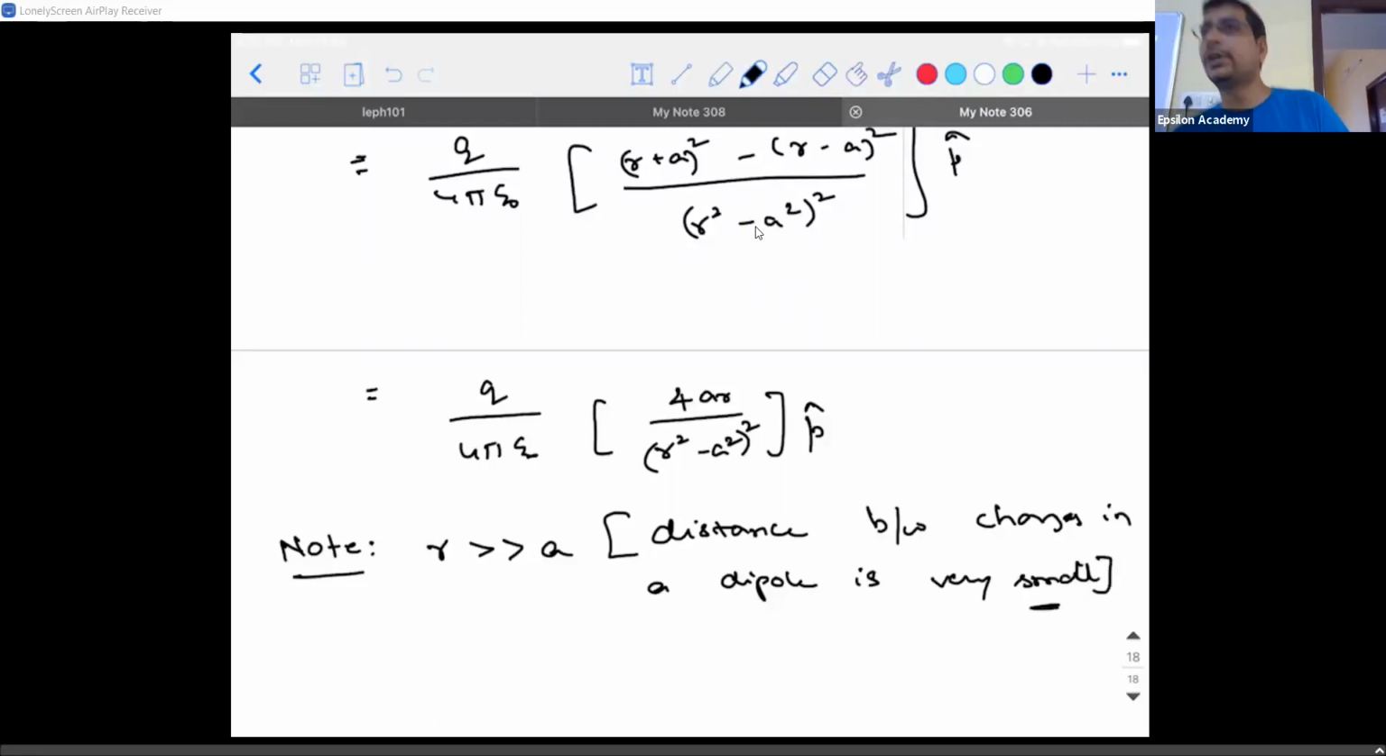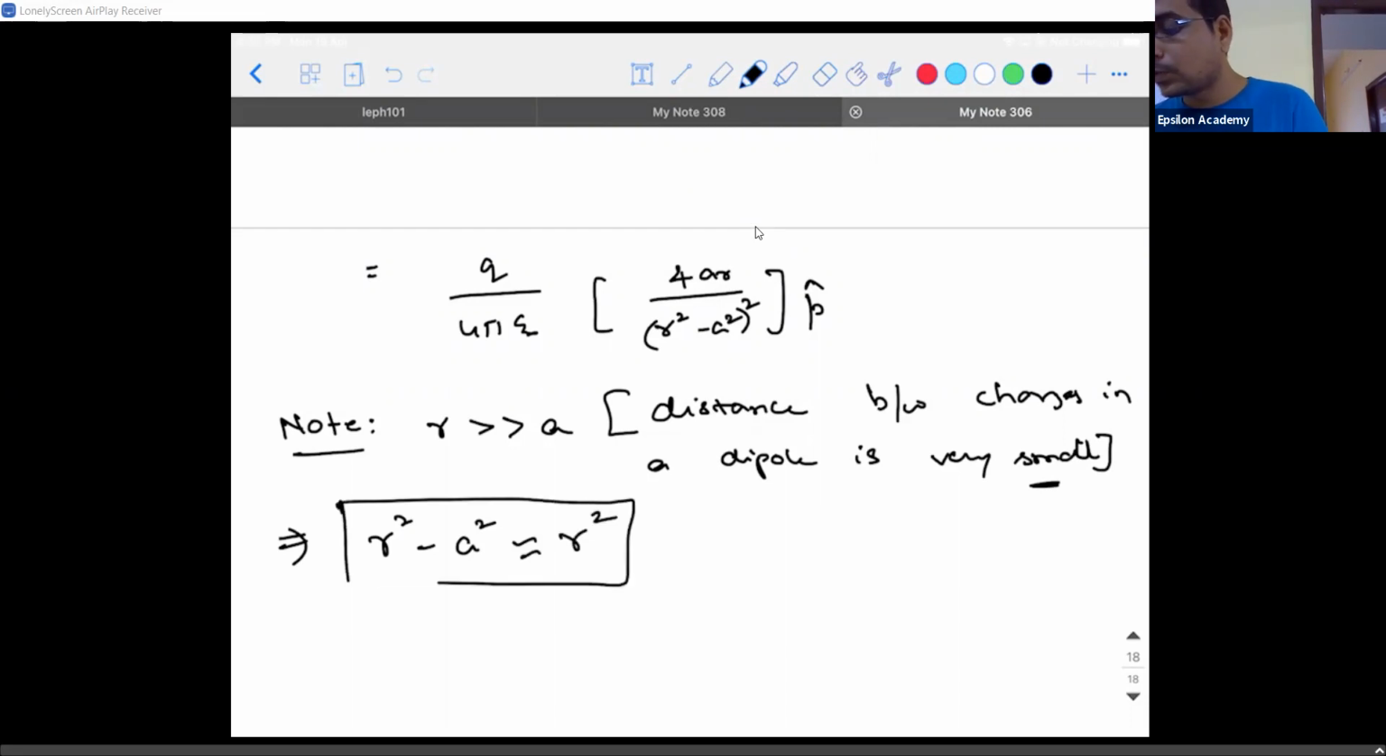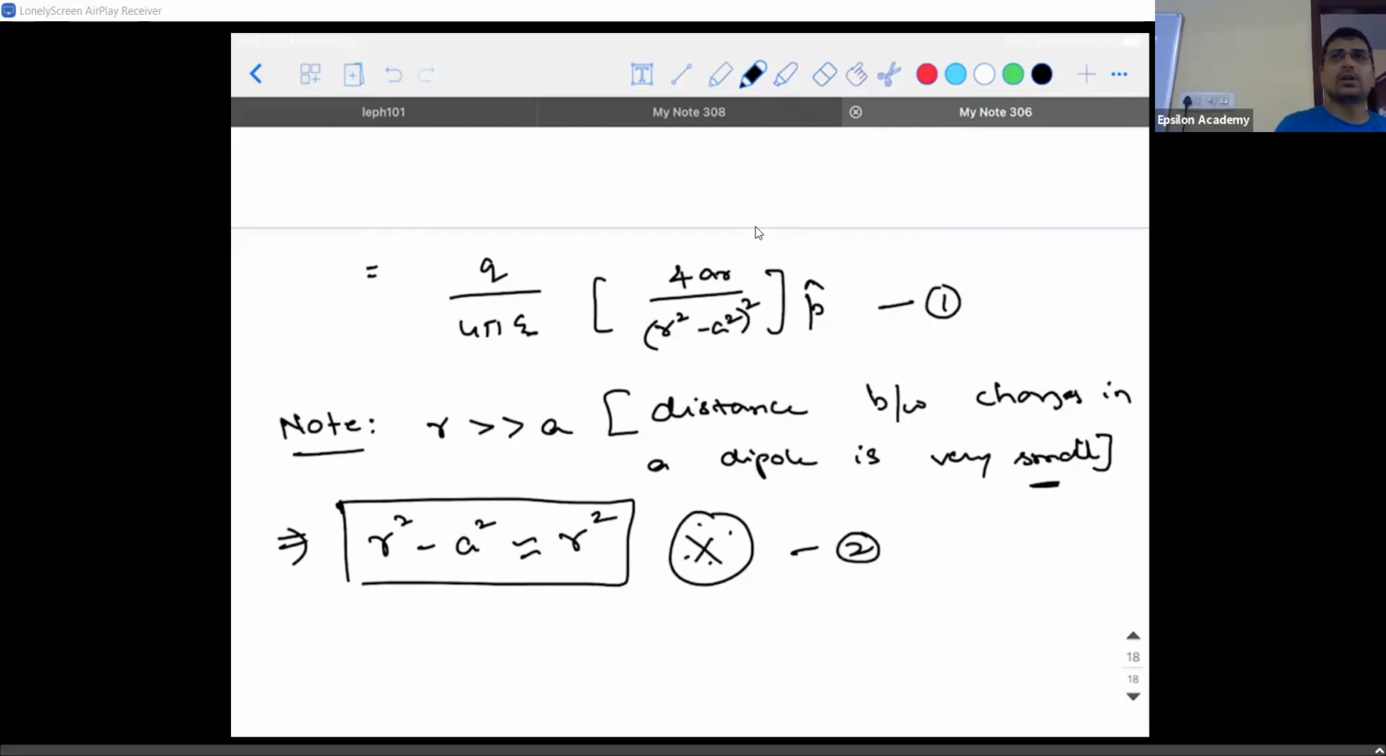These kinds of points are very important in physics. These will help for approximations. So from the definition, the mathematical meaning of it is R is very much greater than A, which implies R square minus A square can be approximated to R square. This is the expression we are going to use. If I call this 1 and if I call this 2, from 1 and 2, what is the important conclusion I can draw?